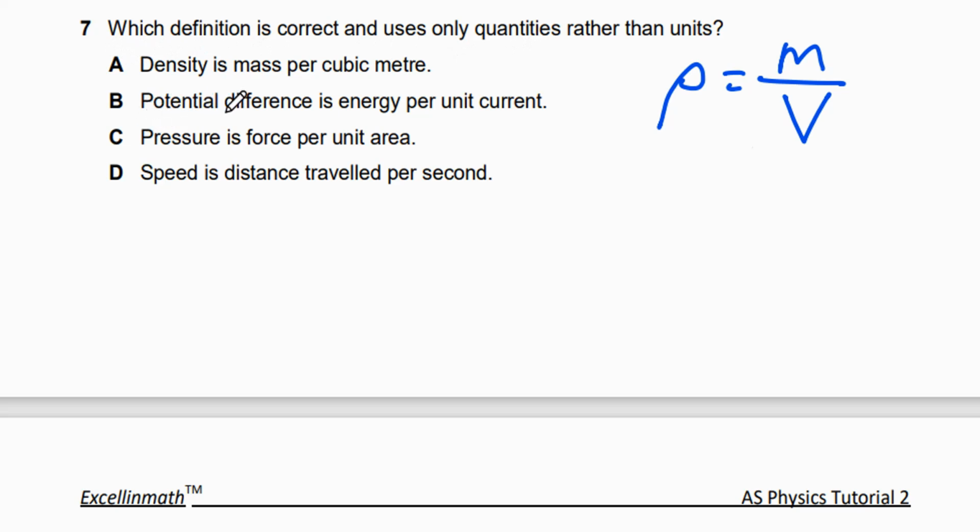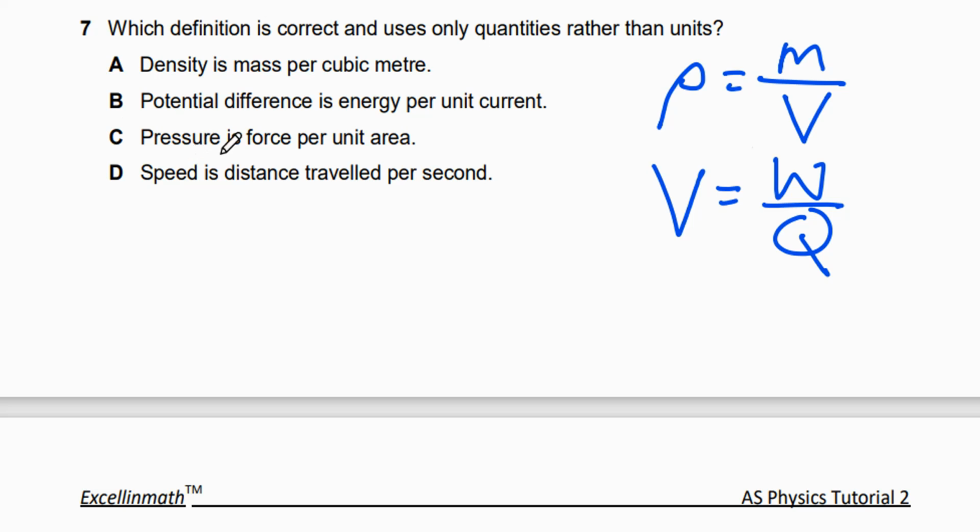Then in B, we have potential difference is energy per unit current. Here, both energy and current are quantities. However, the definition of potential difference is energy or work done per unit charge and not per unit current. So here the definition is incorrect.